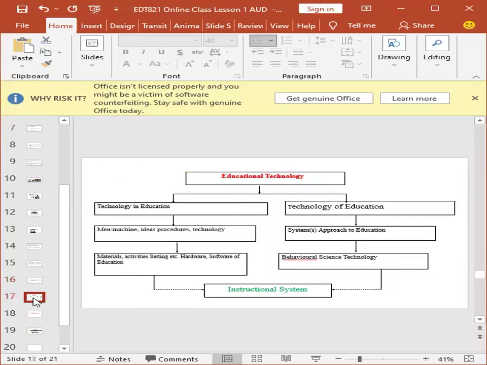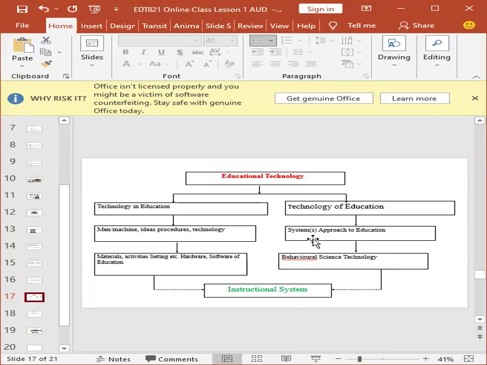Educational technology. The concept of educational technology. Now let us look at the concept of educational technology very well. To my right hand side, we have technology of education. To my left hand side, we have technology in education. Under technology in education, we are referring to men, machines, ideas, procedures, technology.